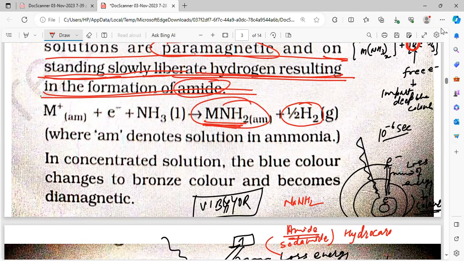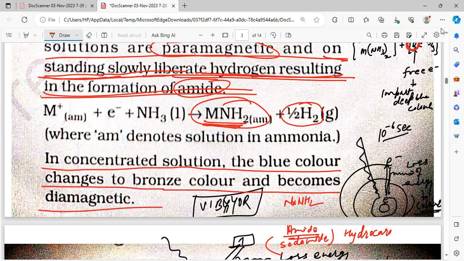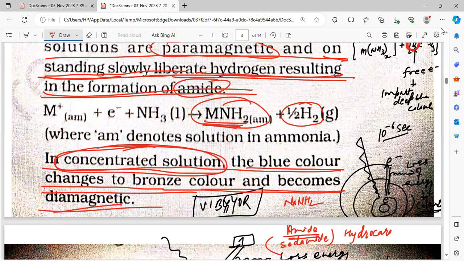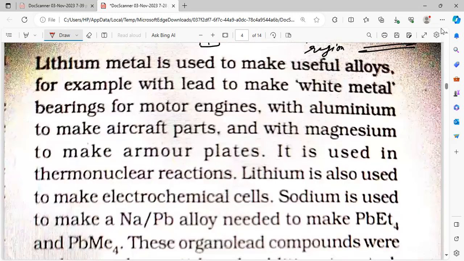Now, in concentrated solution, the blue color changes to bronze color and becomes diamagnetic. So this question may be asked: if the solution is dilute, it is paramagnetic. If the solution of metal in ammonia is concentrated, it becomes diamagnetic, and the color changes from deep blue to bronze.